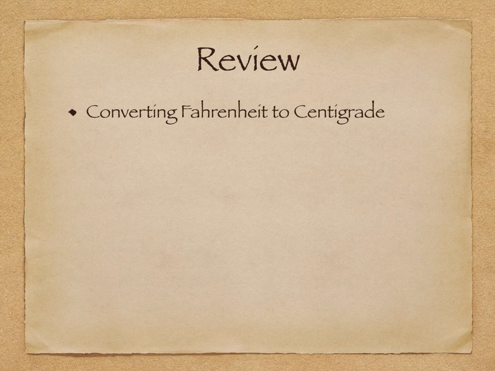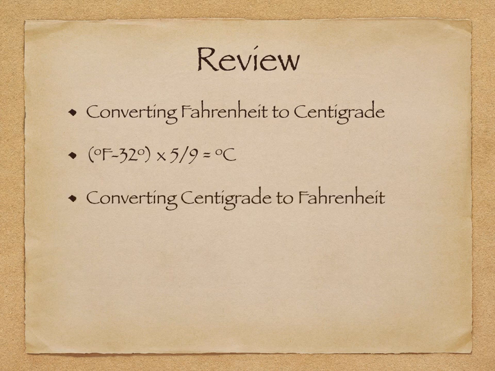Remember, converting Fahrenheit to centigrade, we multiply the degrees Fahrenheit after subtracting 32 degrees times 5/9, and that equals degrees centigrade. And converting from centigrade to Fahrenheit, we multiply the degrees centigrade times 9/5 plus 32 to get degrees Fahrenheit.